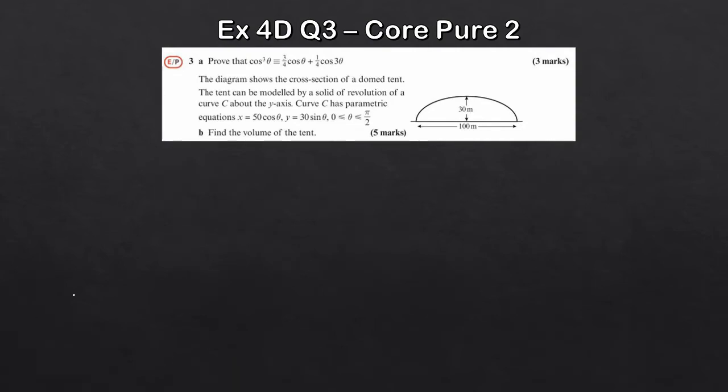We need to now find the volume of the tent. So we're going to use volume of revolution here. Now, even if you can't do part A, don't be put off by the fact that you can't do it. You can still go on to do part B. So let's write in what we've got here.